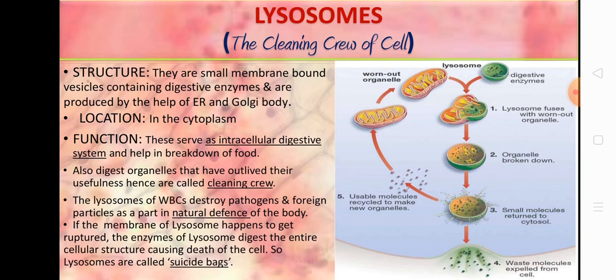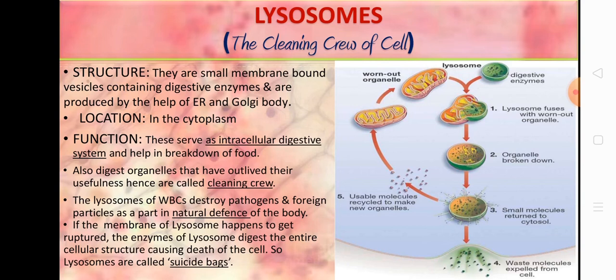For example, as you can see in the picture, if some cell organelle has worn out or has become old and is not functioning properly, so a lysosome, as you see at the top of the picture, the lysosome says this mitochondria is not working properly and is worn out and has grown old. So lysosome attaches itself to it, and all the enzymes present in the lysosomes enter this organelle.